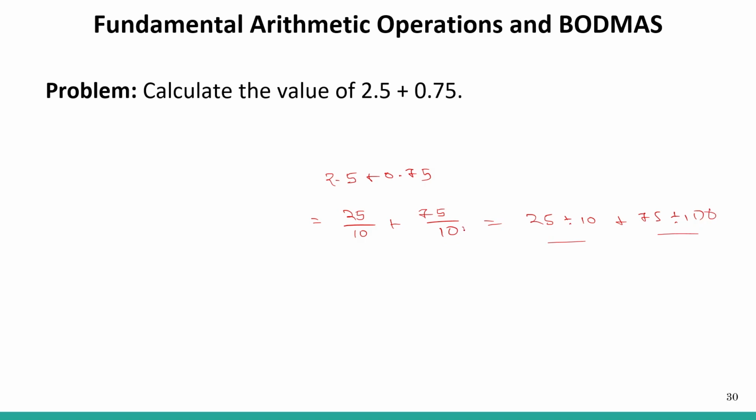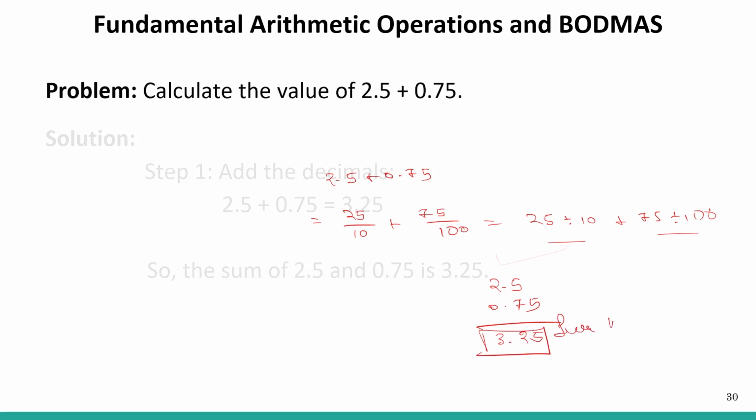It is 100. Okay, 0.75. Then we add it. Okay, so it will be equal to what? 3.25. 2.5 plus 0.75. Okay, 5 will be here, and 7 plus 8, 12. So 2 plus 1 is equal to 3. 3.25 will be the final answer.